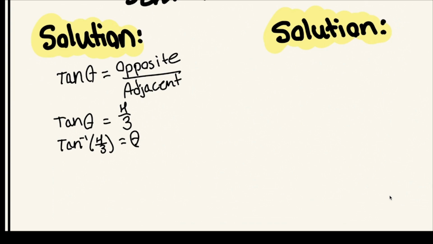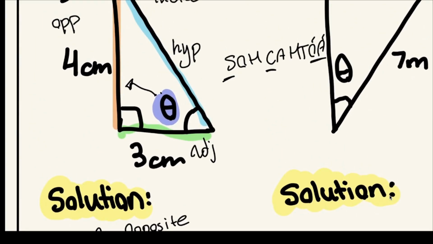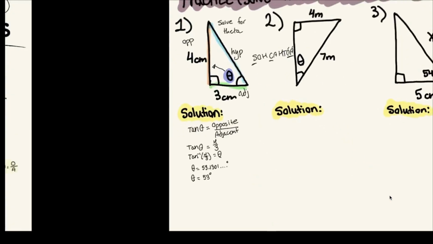And that will give you 53. Theta equals 53.1301, and then dot, dot, dot, dot. It just goes forever. And remember, this is an angle, so we have to have a degree sign. But let's just round, right? I'll just round wholly to 53 degrees. And then that's your answer. That means this angle right here is 53 degrees, around 53 degrees. And that's basically it. That's how you just solved an angle.